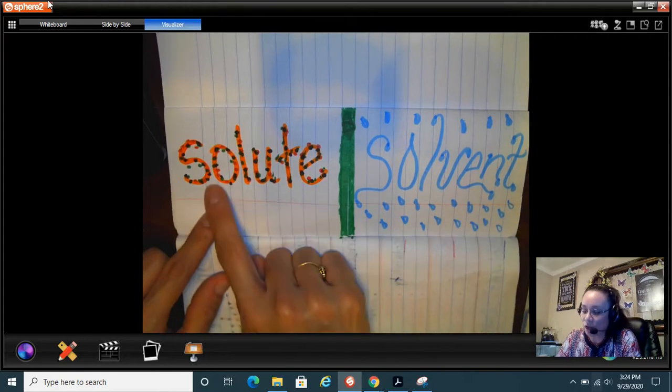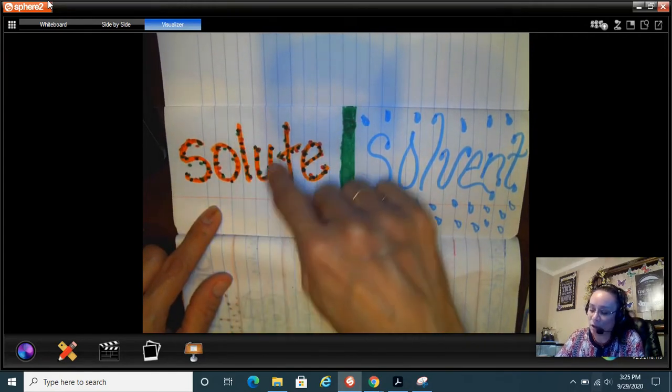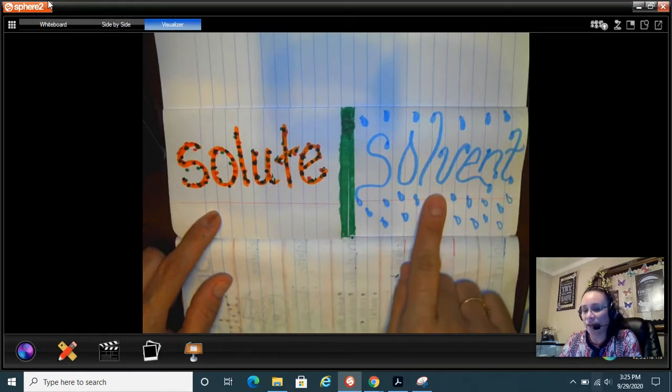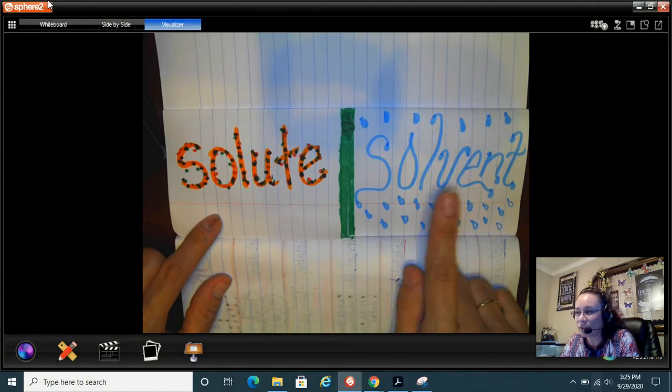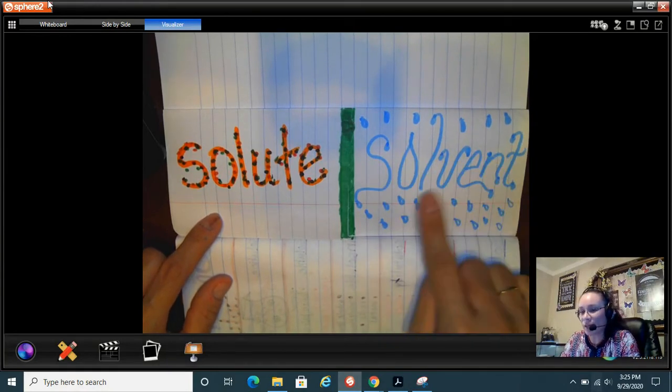So I wrote solute here and I put a lot of polka dots to remind me that's like powder or salt or like sugar. On this side, I wrote solvent, like liquid, like water, and with a lot of drops around it, because that's going to tell me that that's water.